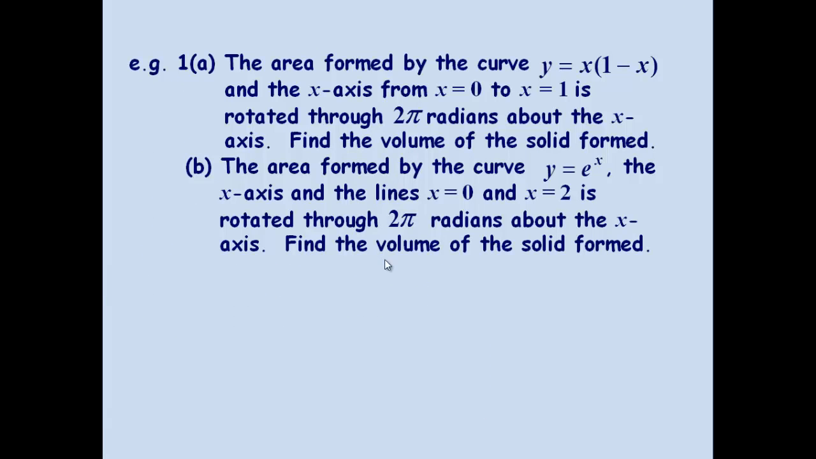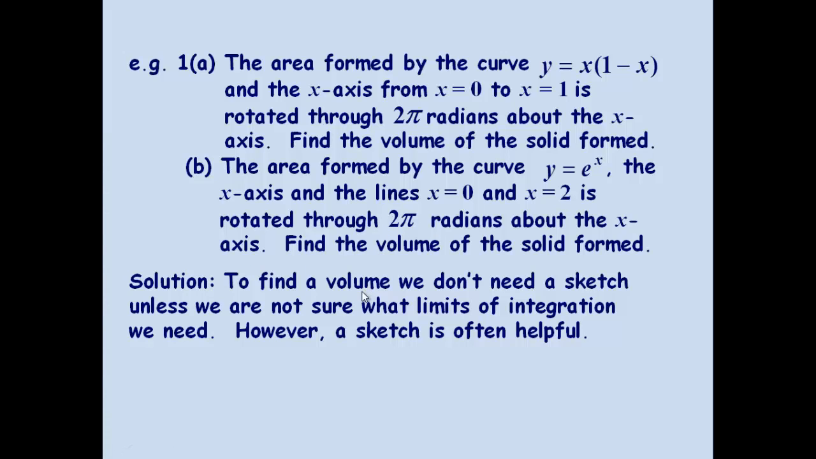Okay, let's have a look at some examples. First one, we're looking at the area formed by the curve y equals x times 1 minus x, the x-axis, from x is 0 to x is 1. And we're rotating 2 pi radians, in other words 360 degrees, to find the volume of the solid formed. For the second one, we've got an exponential. We've got y equals e to the x, and we're looking at the x-axis and the lines x equals 0 and x equals 2. And again, rotated round the x-axis a full turn.